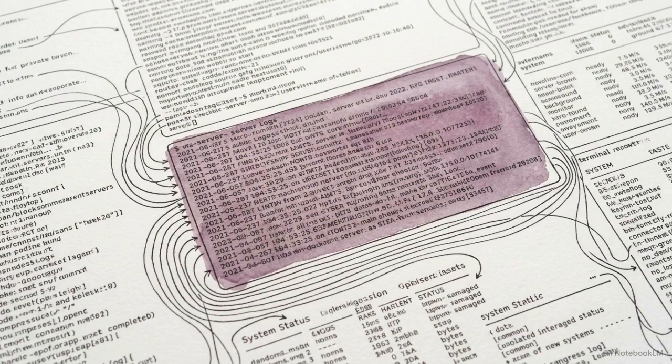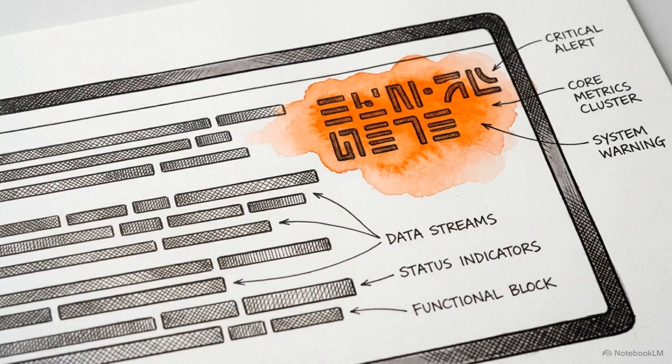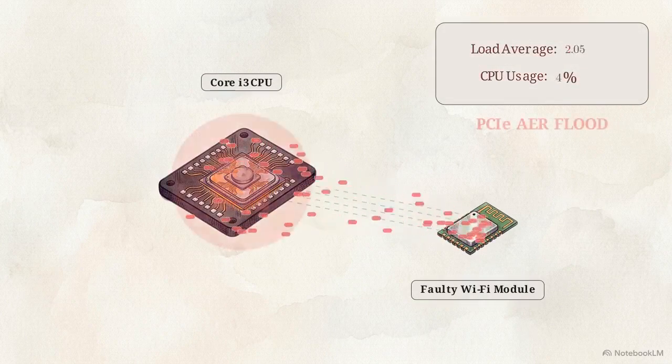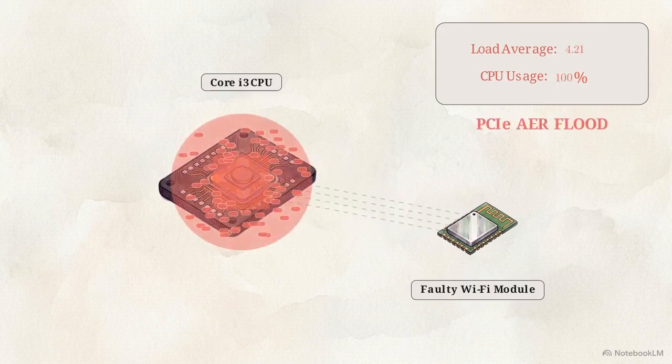To find the cause, we must bypass the frozen installer and examine the raw terminal logs. Pressing Ctrl, Alt, and F2 drops us into the background system console. The terminal reveals a system load average exceeding 4.0, indicating the CPU is attempting to handle more tasks than it can physically process at once.